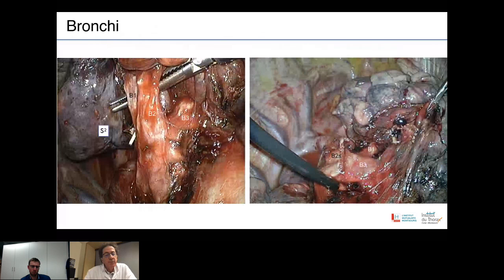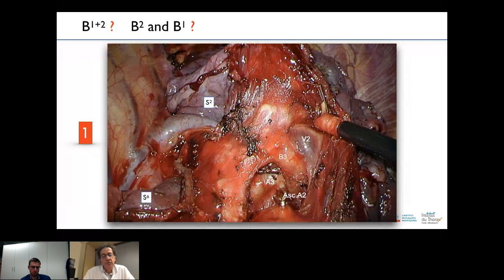So either you staple B1 and B2 together, or if they are separate, you staple them separately. And I want to show you this sequence of pictures, because sometimes you don't know exactly which bronchus it is. Of course, it is obvious that this one is B3, but this one, especially if you have lymph nodes or fibrosis, you don't understand if it's for B2 or if it's a common trunk for B1 and B2. So don't be afraid of this. Go on with the dissection.